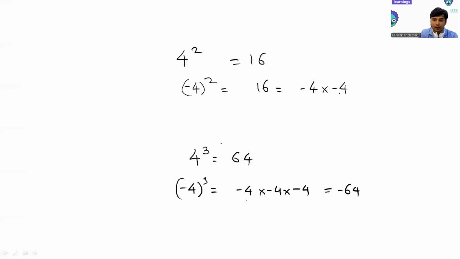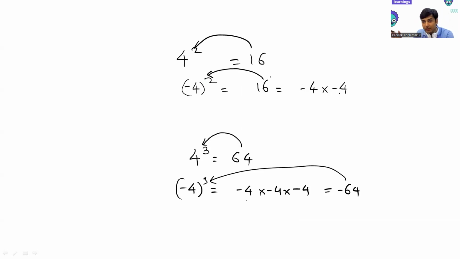Now see. The cube root of a positive number is positive, and the cube root of a negative number is negative. But the square root of a positive number can be both positive and negative. A negative number, even if I square it, I will get a positive number only. So for the square root, the number can be both positive and negative.